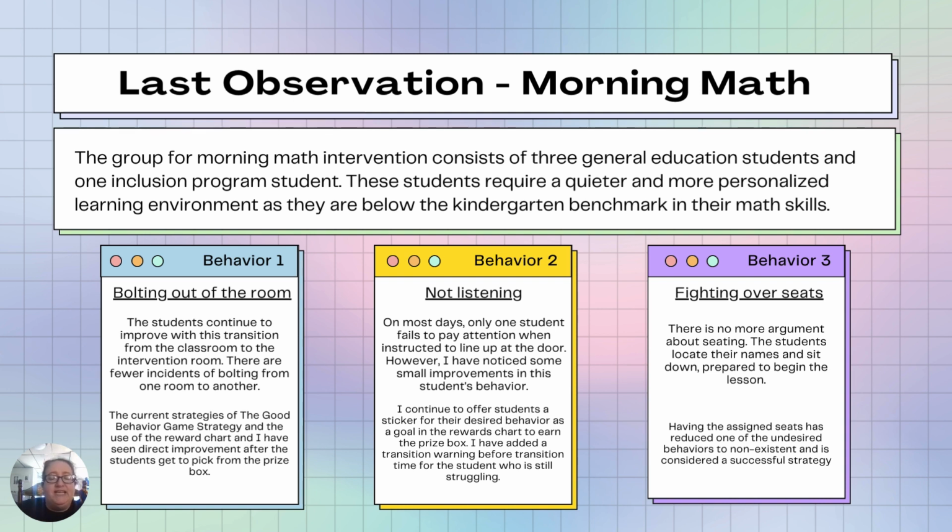Behavior three, fighting over seats. There are no more arguments about the seatings. They did really like the fact that I told them every week their seats would rotate, and so they would all end up having a turn in their preferred seat. So this has worked really, really well, and the behavior is pretty much non-existent. I consider this strategy a huge success, and the only one I think that was a complete success and will work moving forward.